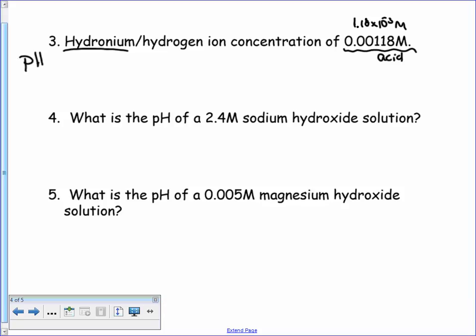Either way, what we've been given is the hydronium concentration. So pH equals the opposite of the log of the hydronium concentration. Remember, pH is a negative log of hydronium concentration, and that's what we were given. So negative log 0.00118. And that gives us a pH of, with 3 significant digits, so 3 decimal places, 2.928.